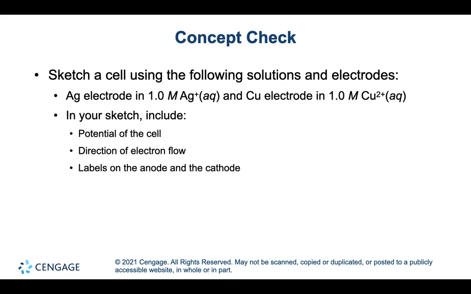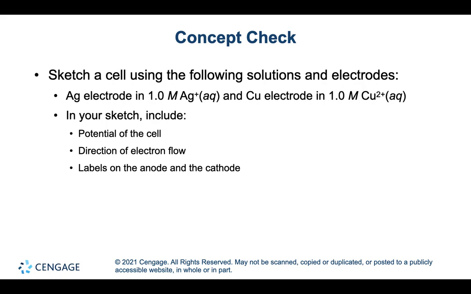So we've been talking about galvanic cells. Part of the skill of figuring out these galvanic cells is being able to sketch an example of a galvanic cell. So I'm going to give you some parameters and then we'll think about what that galvanic cell might look like.